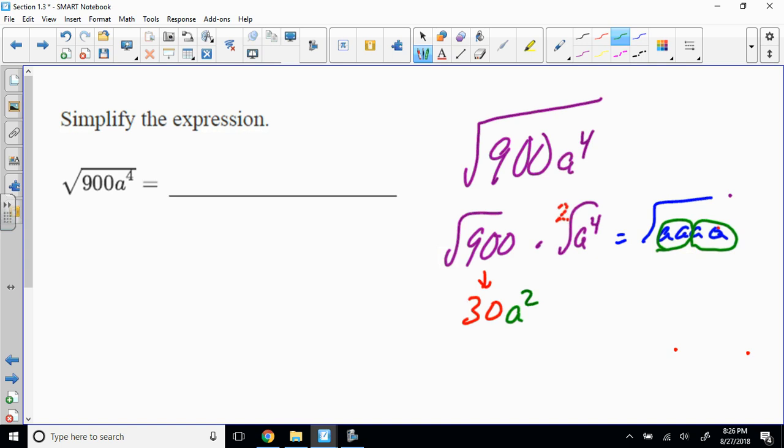This is expanded notation. The index or the root tells you how many numbers I have to have in order to make a group. And the number is 2. So I got 2 A's here and 2 A's here. How many A's do I have that are grouped? So it's A squared. Either way, train of thought is fine.